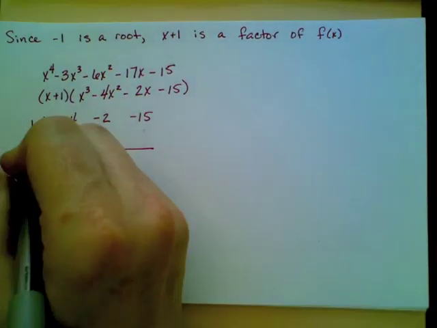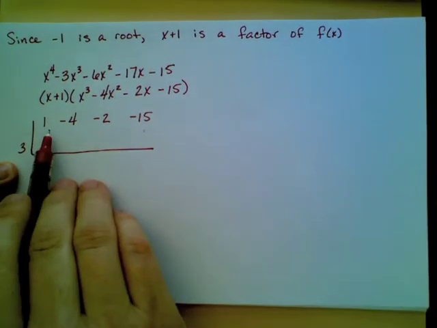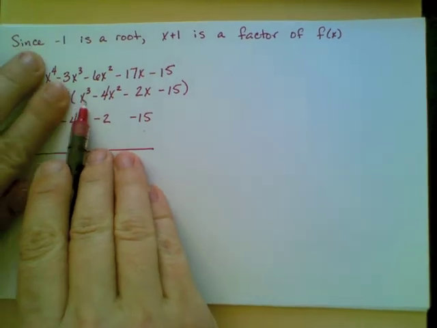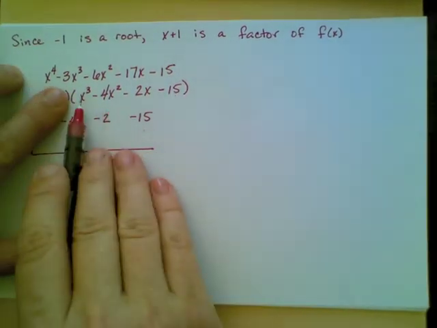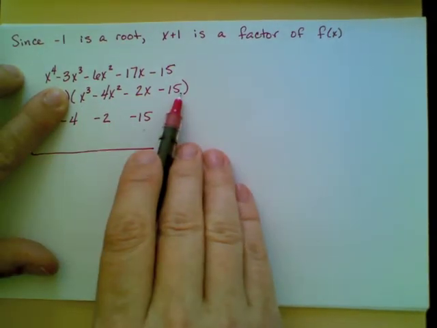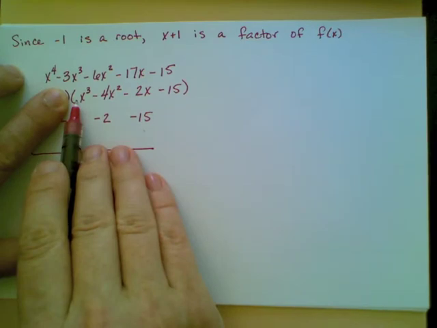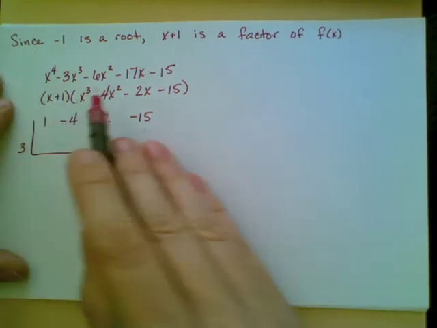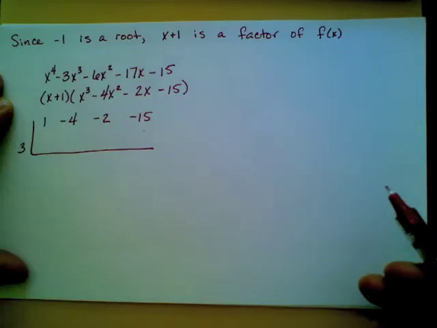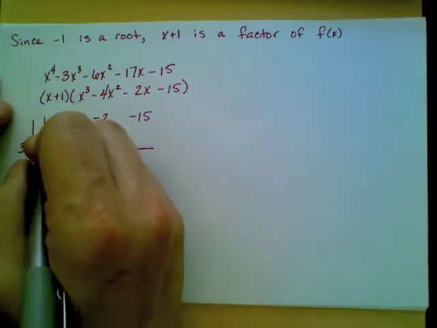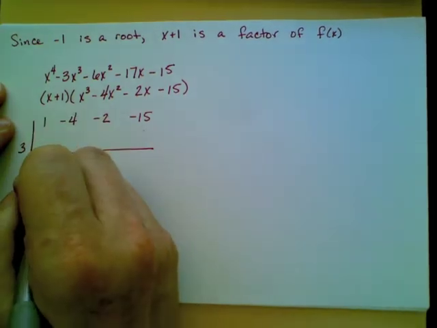But I'm going to now check and see if 3 is a root of this polynomial, of this smaller one. If it's a root of this factor, then x minus 3 is a factor of this, so x minus 3 would be a factor of the entire polynomial, so 3 would be a root of the entire polynomial. So now I'm going to do the synthetic division.